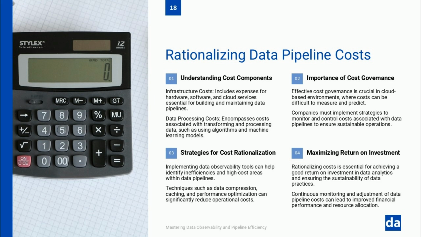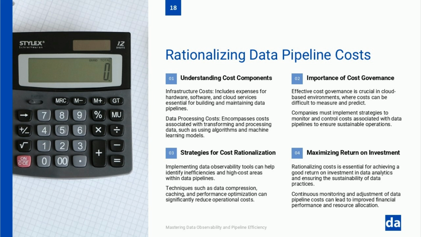3. Strategies for cost rationalization. Implementing data observability tools helps identify inefficiencies and high-cost areas in your pipelines. Techniques like data compression, caching, and performance optimization can significantly reduce operational expenses. These strategies could have prevented incidents like Equifax's credit score inaccuracies, where faulty pipelines caused reputational damage and potential legal consequences.